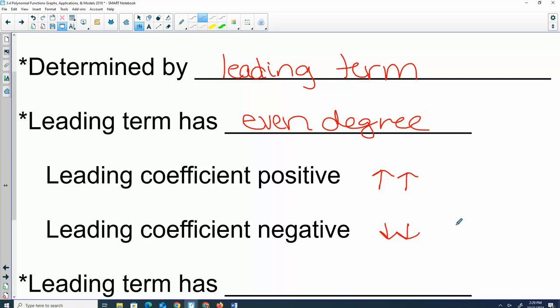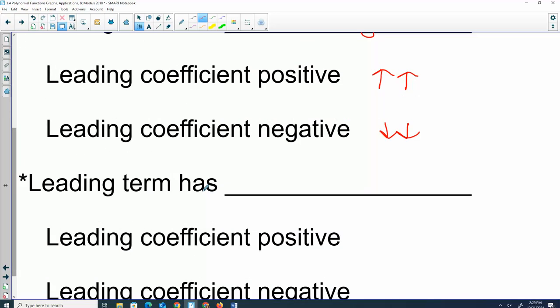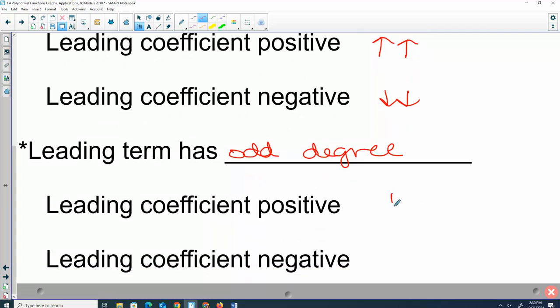If your leading term has an odd degree, then if our coefficient is positive, it's going to look generally like an x cubed. So the left end is going down, the right end is going up. What do you think would happen if I put a negative in front?